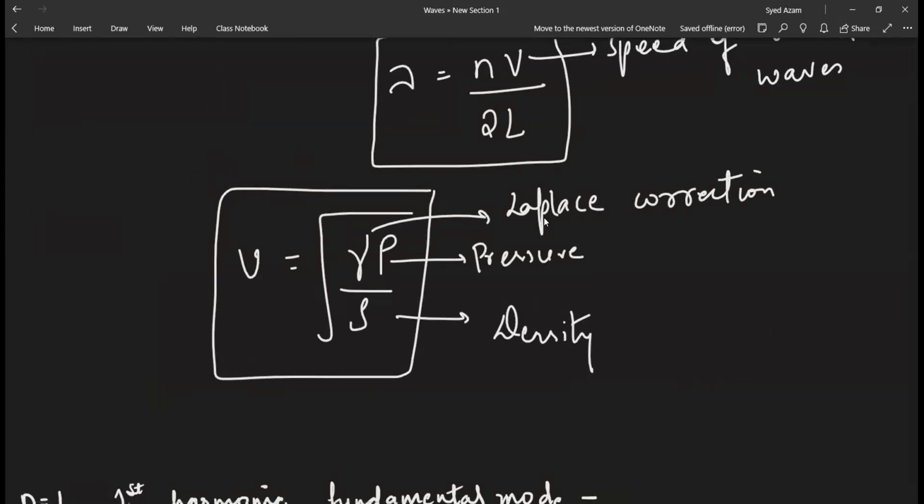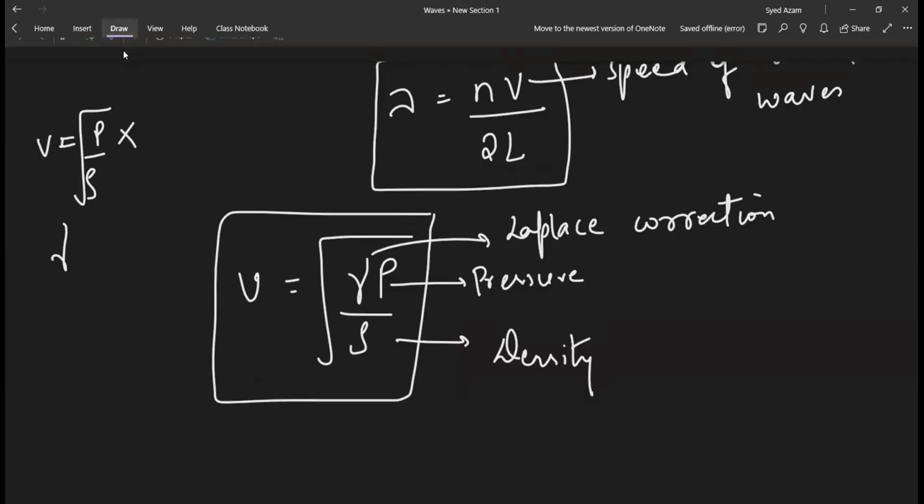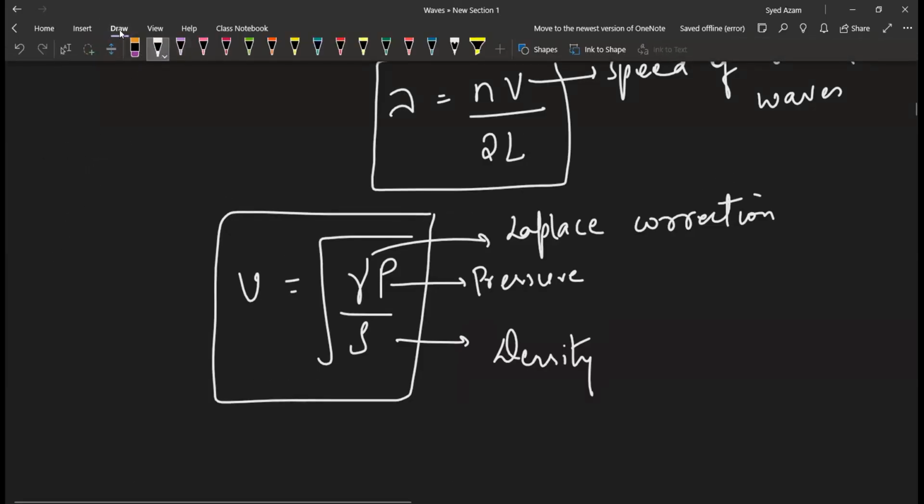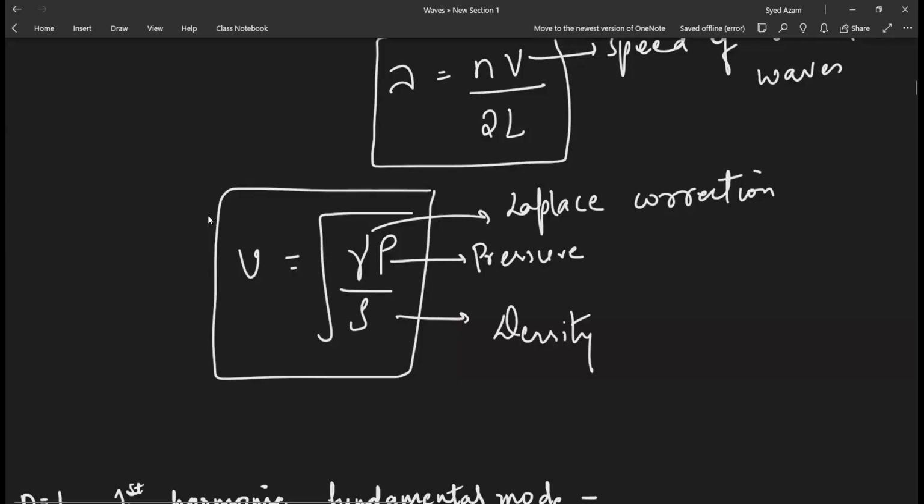Initially, Newton gave a formula, V is equal to under root P by rho. This was invalid. When Laplace made the experiments, he noticed that if this coefficient is multiplied to the pressure, then everything sits well. So he postulated this formula, and it was accepted, which is V is equal to under root gamma P by rho. If a question comes where pressure and densities are mentioned, you can use this formula for the organ pipes.